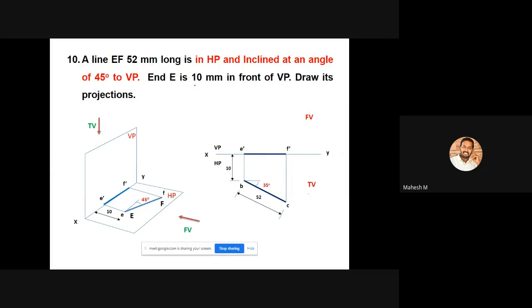Okay, so you can pick a point. The point should be 10 mm in front of VP, that means below the reference line. So you can pick the point here. Sorry, it is not D, it is actually E, because the name of the line is EF, so it is not BC. So here you have to mention it as E, and here as F.